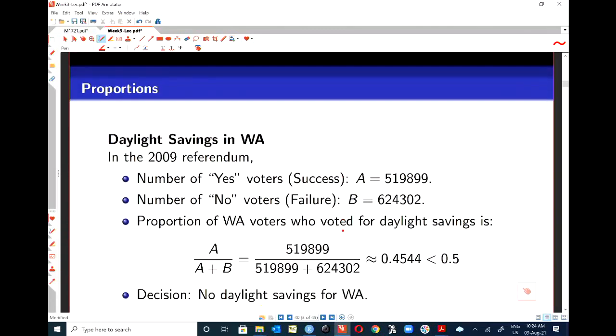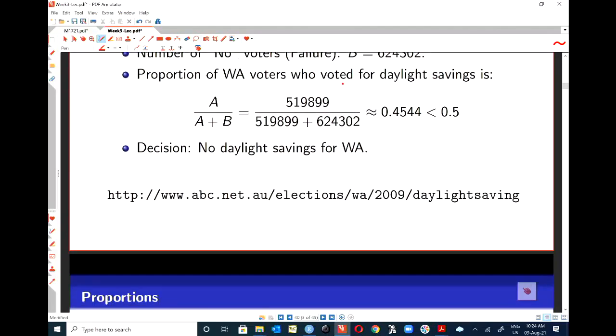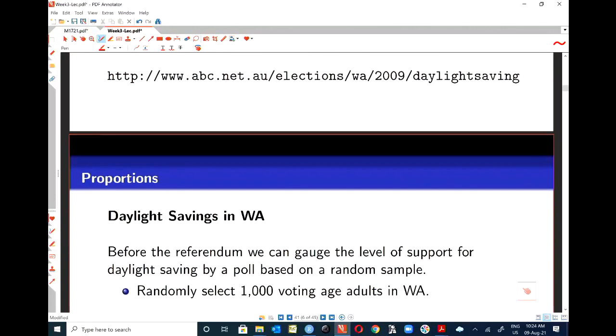So in the referendum, what happened was that the yes vote was 519,000 or so, and the no was only a little bit more than that. So it came out that only about 45% said they did want daylight saving, and so daylight saving was not implemented. I think this was the third or fourth referendum they had on this in WA. Right, so you'll find the data on that website.